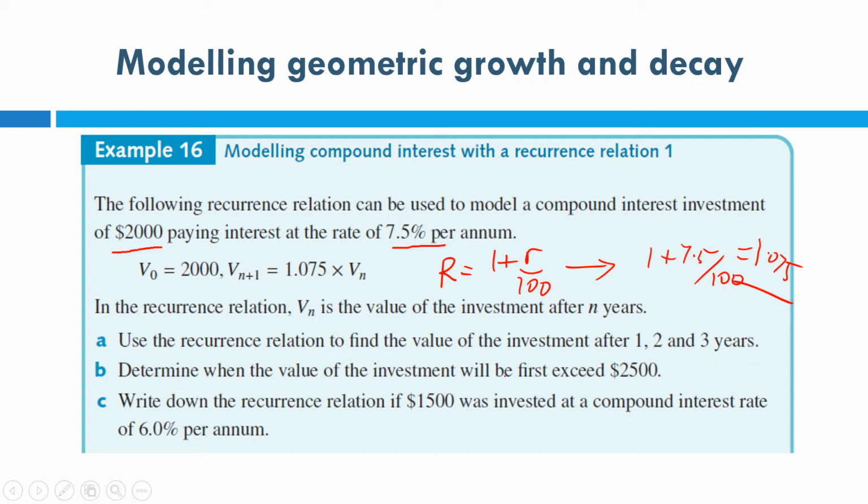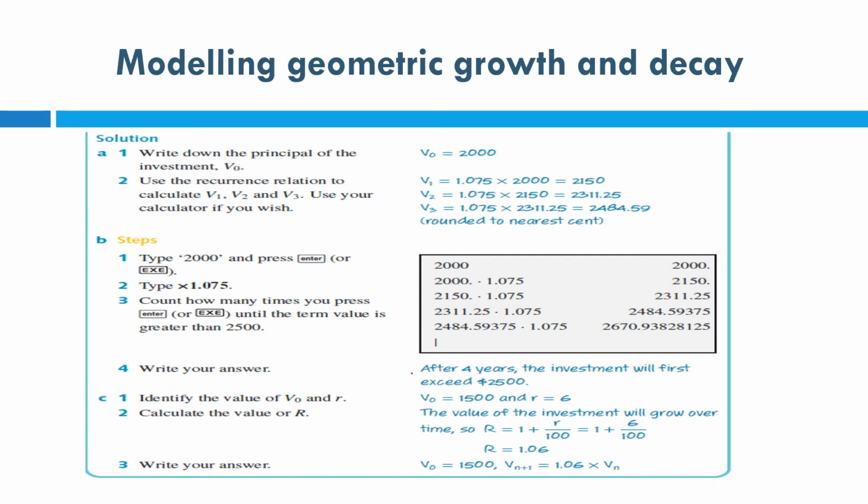So then the questions are, use the recurrence relation to find the value of the investment after 1, 2 and 3 years. So they want V1, V2, V3, starting from 2000. And then determine the value of the investment when it first exceeds $2,500, and write down the recurrence relation if $1,500 was invested at a compound interest rate of 6% per annum. So they're changing these up a bit. Now we'll move on to a step-by-step approach.